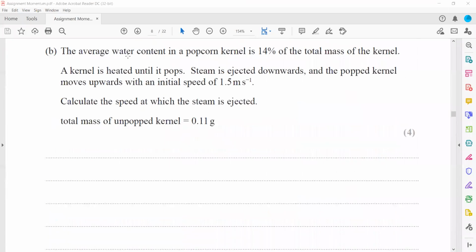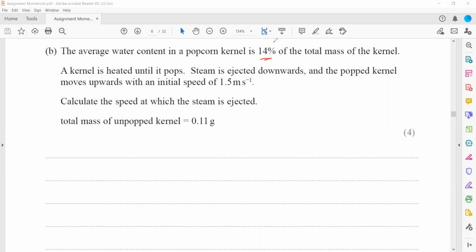The next part: the average water content in a popcorn kernel is 14% of the total mass. So 14% of the mass is the water, and the remaining 86% is the corn. A kernel is heated until it pops, steam is ejected downward, and the popcorn kernel moves upward with the initial speed of 1.5. Calculate the speed at which the steam is ejected.